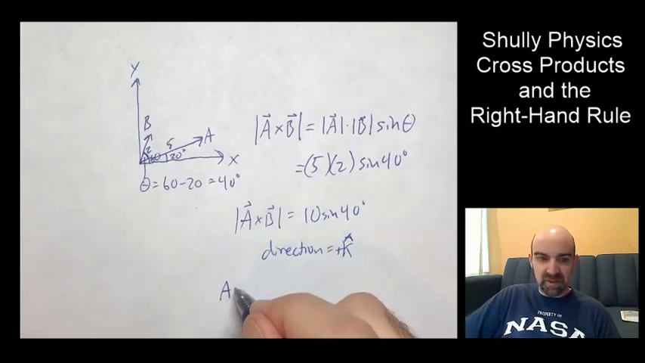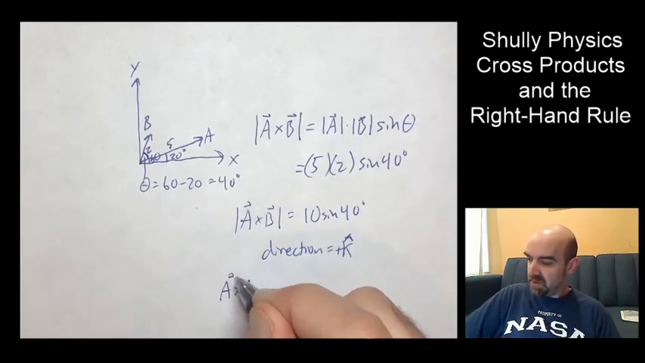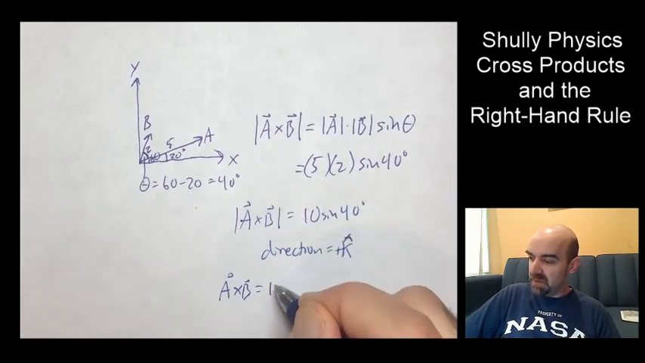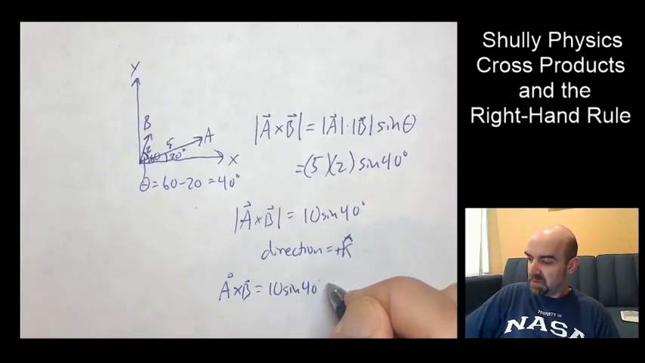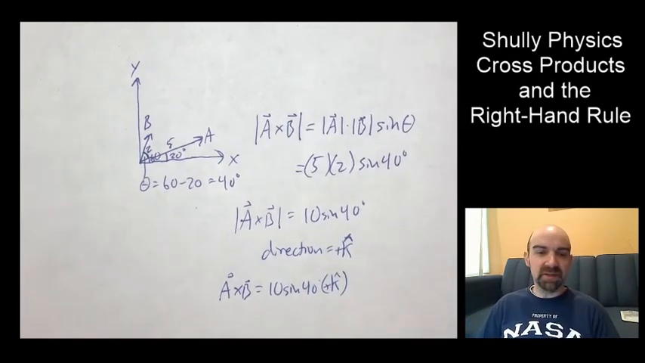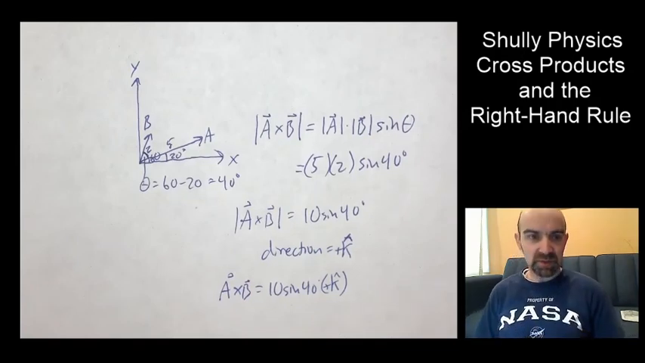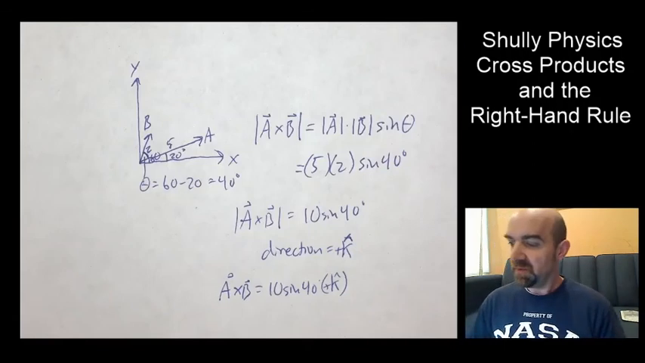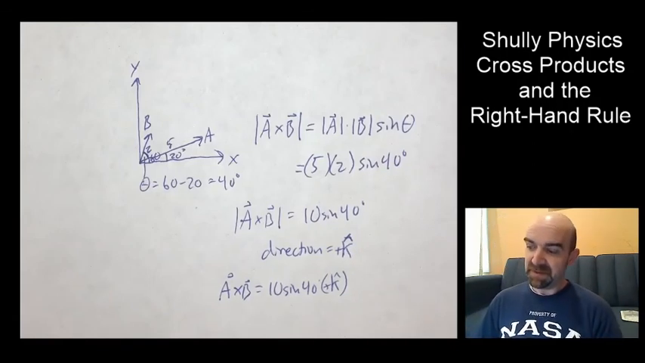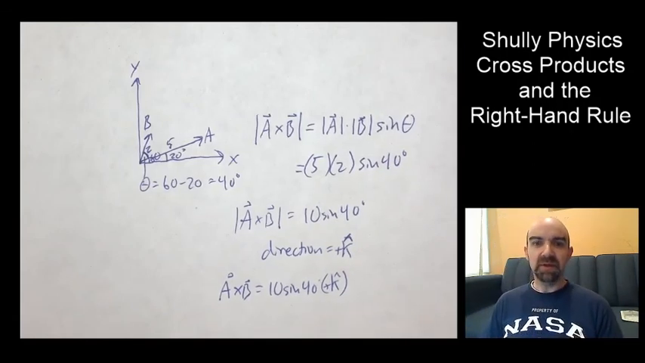So I could write A cross B as whatever that is, 10 sine 40, in the positive k direction. Now, if you have a calculator, go and plug that in and figure it out. But that sums it up as an introduction to vector products and ijk notation. I hope that was really helpful.